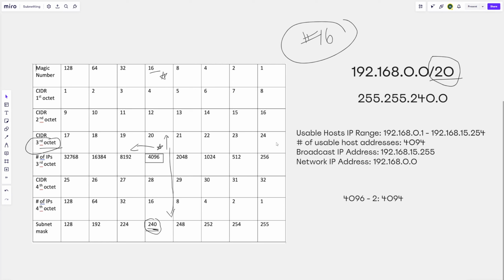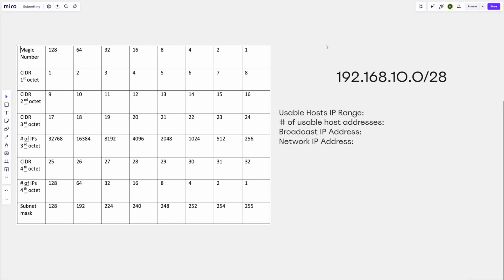So this magic number chart here can be utilized for literally any IPv4 subnetting question, right? So let's go ahead and redo that, but let's do it for something in the 4th octet, because that's a little bit different. As you can see here, we can't find /28 in the upper half of this box, but we can find it right here. CIDR 28 is located right there.